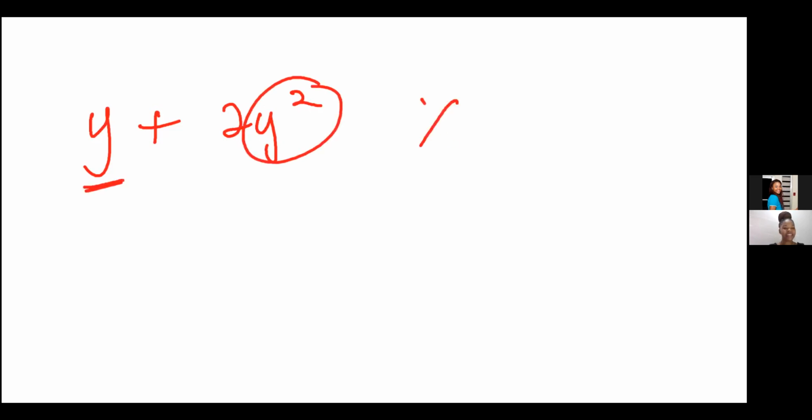Let's try it again. y add 2y squared. Are they exactly the same? No, one is y, one is y squared, therefore these cannot add. So let's do it again. Let's do 2v minus 16v add 5v. They are the same, so I could add or subtract.